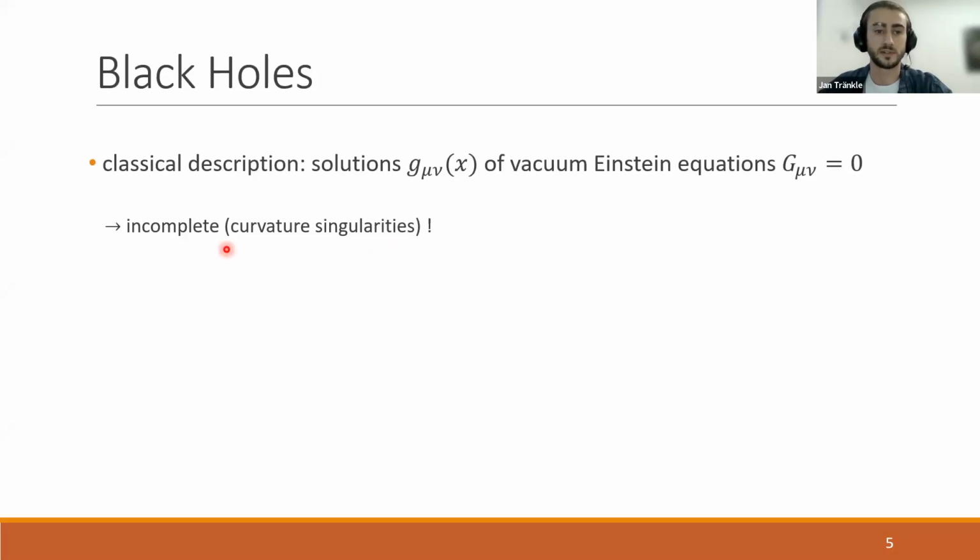But we know that these descriptions in classical theory are incomplete. So in particular, we have most prominently curvature singularities at the origin. But also in the rotating case, we know that the interior seems to be unstable. And when coupling these classical geometries to quantum fields, we also get the information problem from Hawking evaporation. So we know that this classical description is incomplete.